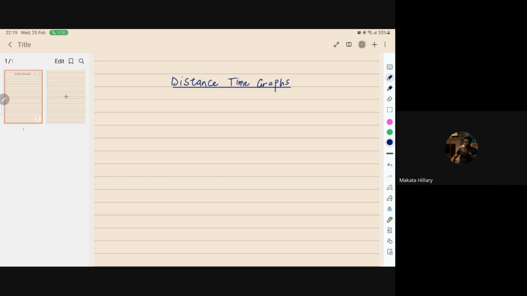All right. So a distance time graph is a graph that shows the distance an object has traveled, right? That's what a distance time graph does. It shows us the distance that an object has traveled against time. So they can also be referred to as travel graphs.